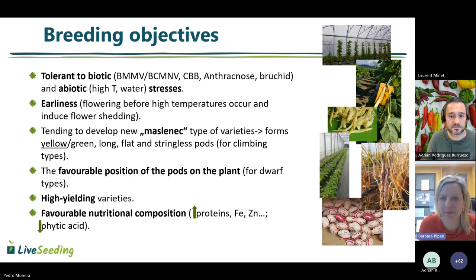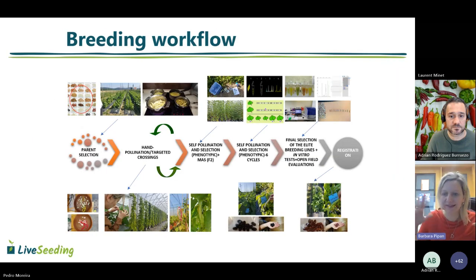Next slide, please. Okay, so this slide is actually the summary of the whole breeding workflow of the common bean. So maybe I didn't mention before that all the pictures from this presentation are from our breeding activities.